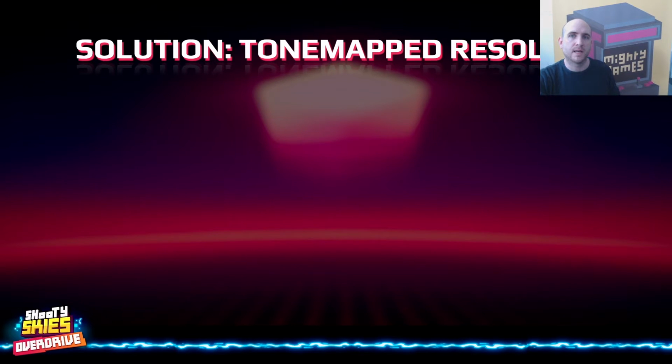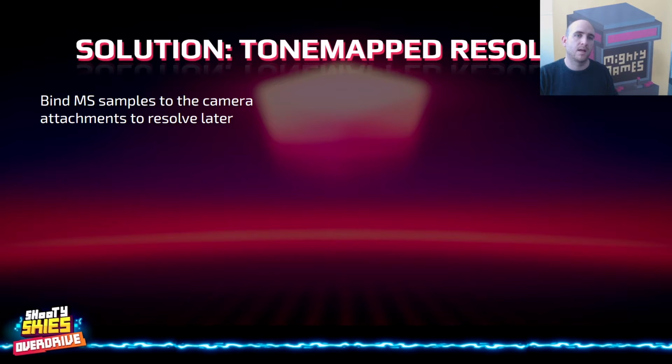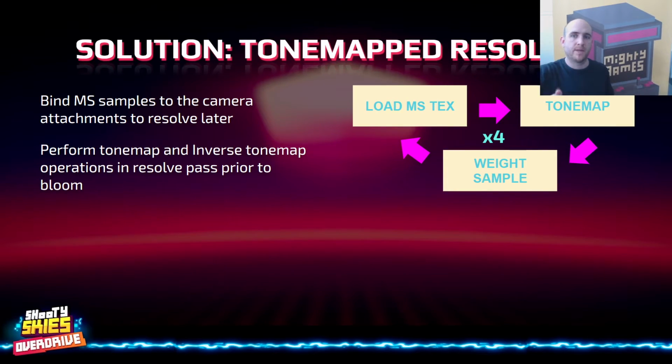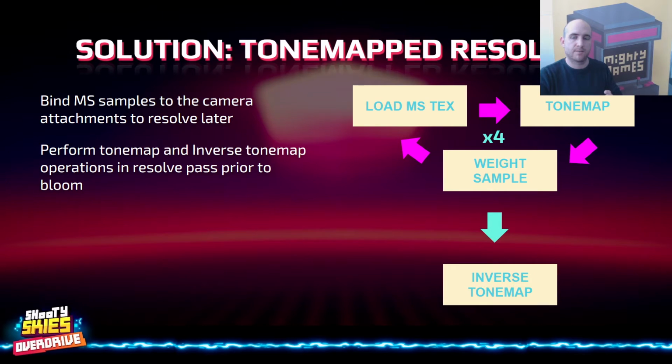Another solution that we looked at was tone map resolve, which is often used in modern games now. Basically, rather than have the multi-sampling anti-aliasing resolved when you're rendering your objects, we bind the multi-samples to the camera attachments to resolve later in our own fashion. Then we can perform tone map and inverse tone map operations in a resolve class prior to performing our bloom. So we'd load up each multi-sample, tone map it, and then weight it and add it back to whatever final color output we had. When we'd done that for the amount of samples that we would have, we could then take that result and inverse tone map it to get our colors back.